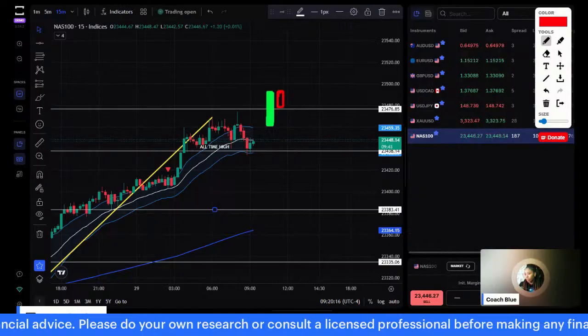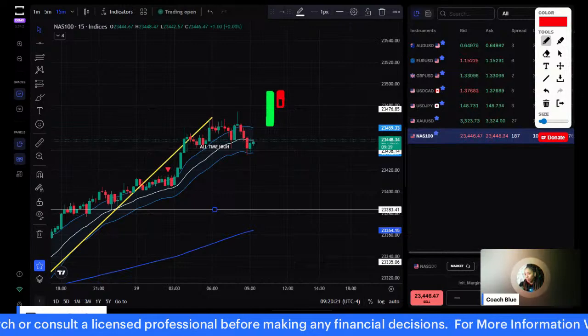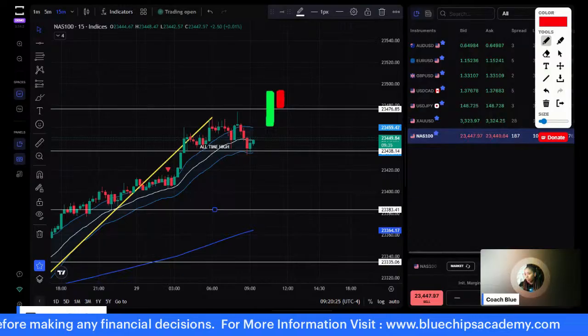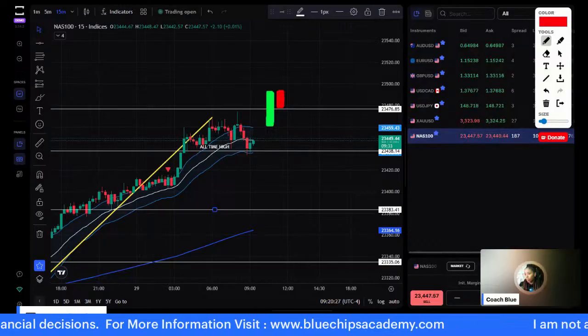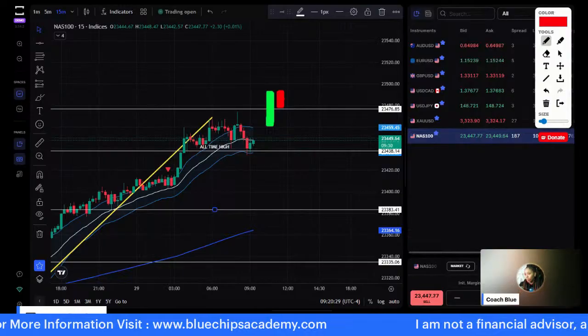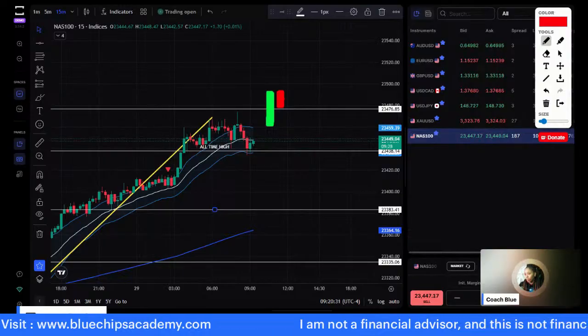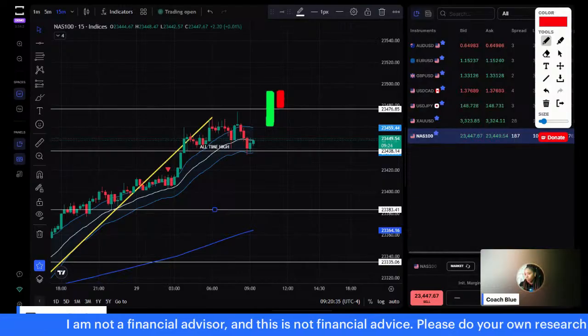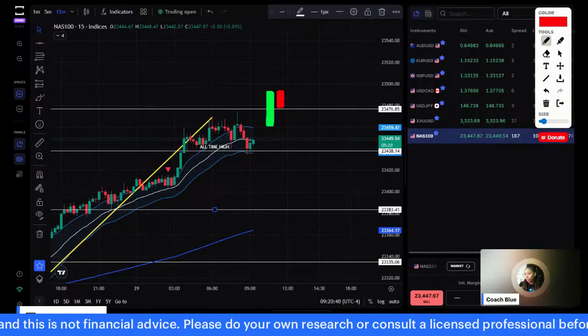Okay, there's our pullback. And that's typically a bearish candle. Now, it might not always be a bearish candle because sometimes what will happen is it'll pull back to this area and then it'll continue to go up. As long as it pulls back at or near our key level, we're in good shape. Okay, so we got our breakout here. Here's our breakout.